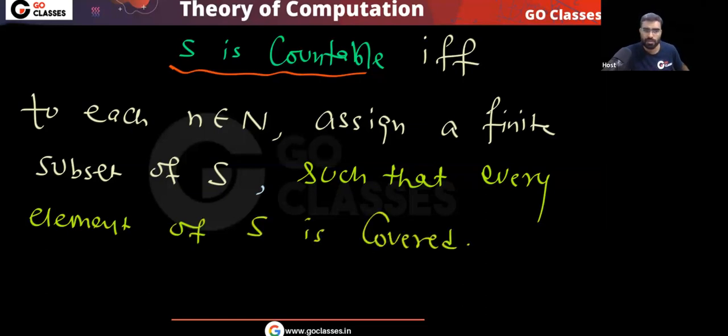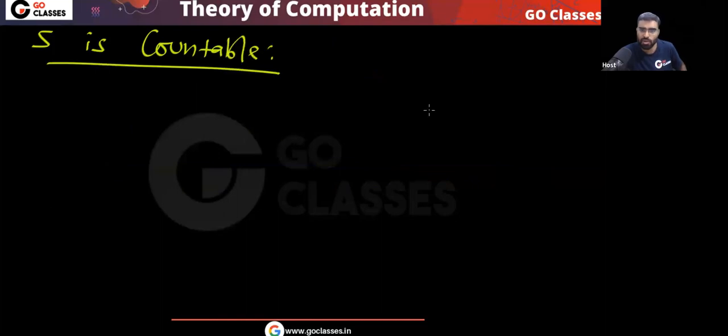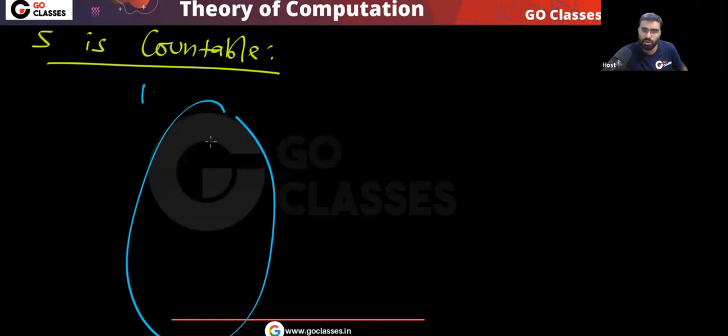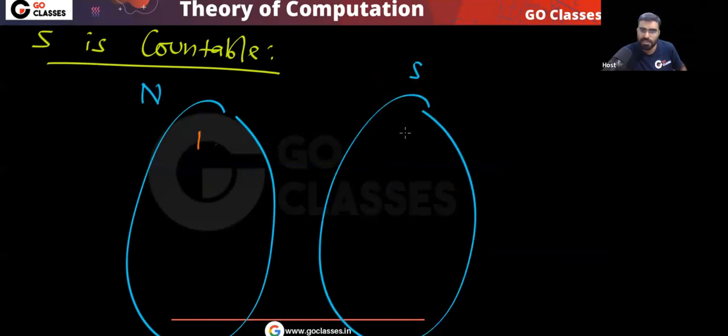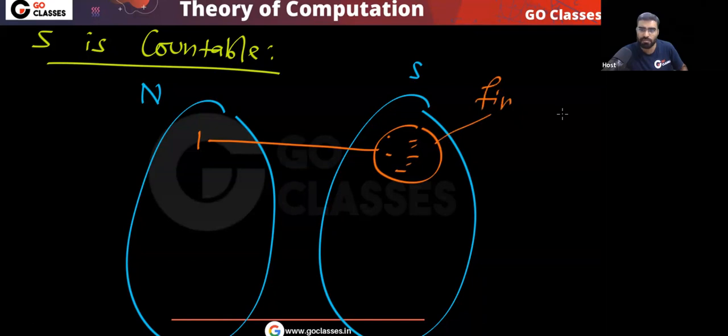So just remember this diagram. Please remember this diagram. If you want to prove S is countable, just remember this diagram. Nothing else. S is countable if and only if, this is your set of natural numbers and this is your set S. Did you notice we don't have to give a bijection? Just give some finite number of elements to 1. This is a finite subset.